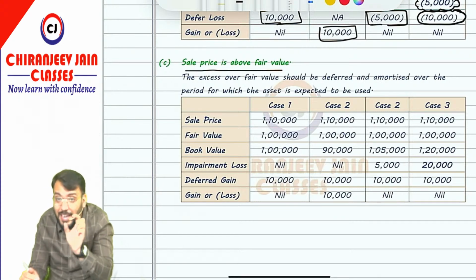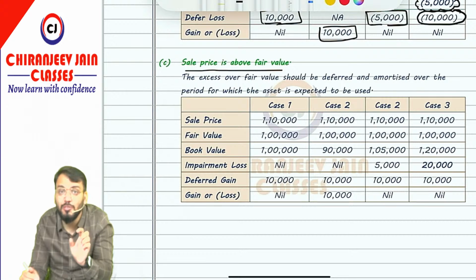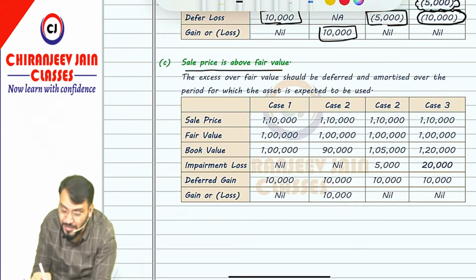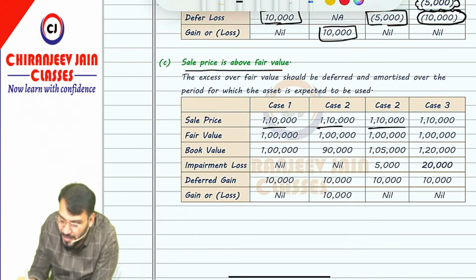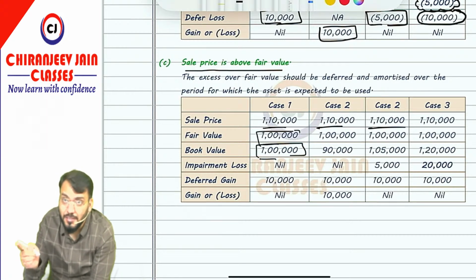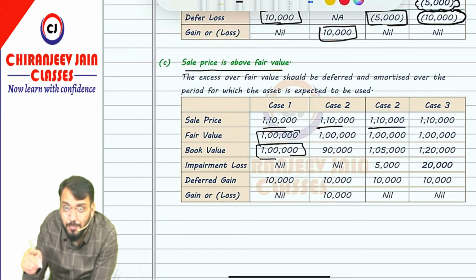So whatever extra amount you have received, that will be known as deferred gain, and deferred gain will be amortized over the lease term in the ratio of lease payment. Correct? So in this case, sale price is more than fair value. Check. And book value is this. So first find out sale price. By what amount is sale price more than fair value?